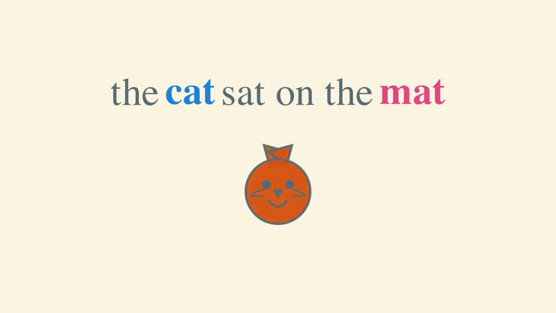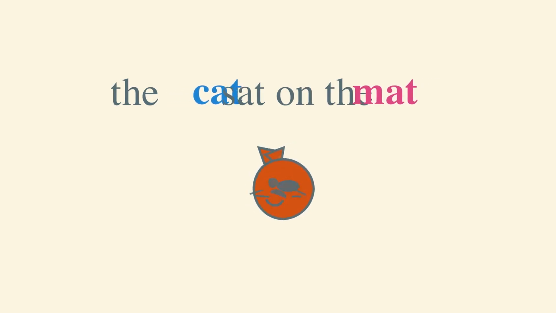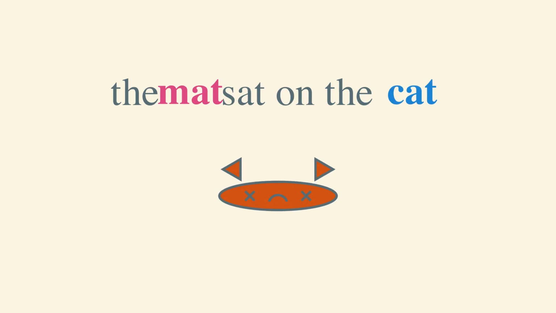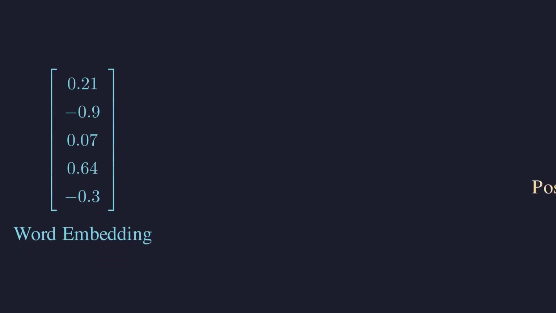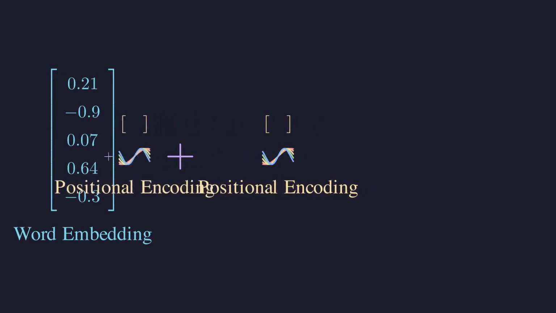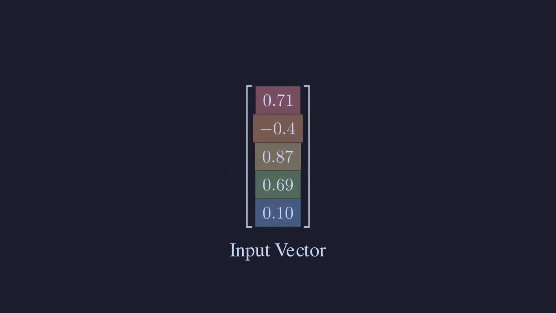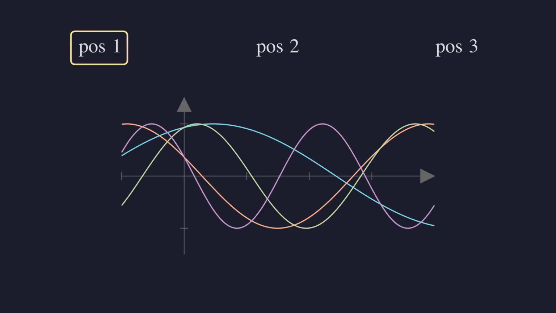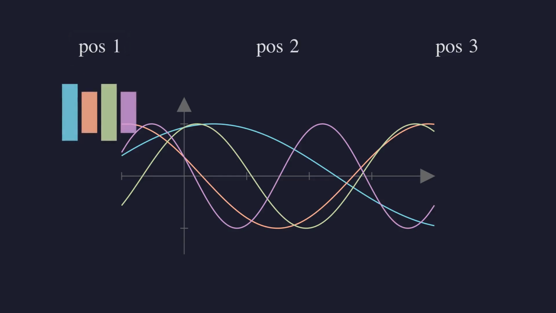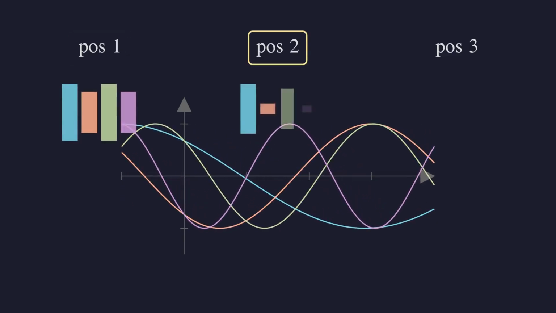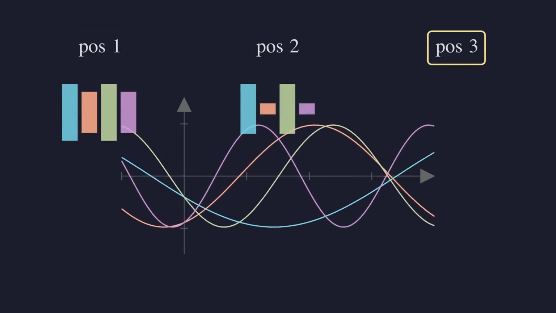How does the transformer, which looks at all words at once, know the order of the sentence? "The cat sat on the mat" is very different from "the mat sat on the cat." The solution is positional encodings. Before the word embeddings are fed into the first encoder or decoder layer, we add a vector to them that represents their position. The paper uses a clever trick with sine and cosine functions of different frequencies. Because of the properties of sine waves, the model can easily learn to understand relative positions.